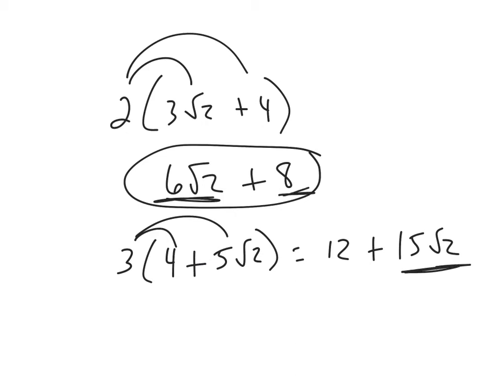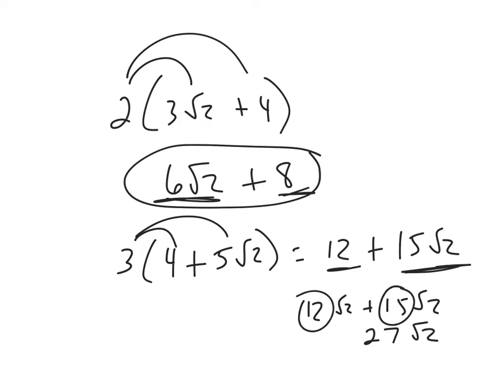This guy has a radical 2, he doesn't have one, so I'm done. Okay, so I always want to look at the end. I might get same radicals, and I could put those together. You know, if this was 12 radical 2 plus 15 radical 2, then we'd call that 27 radical 2. 15 and 12 makes 27. Okay?